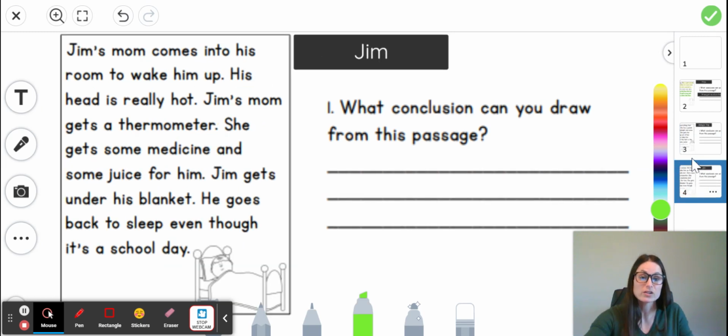The next story that you're going to read is called Jim. You will read the story called Jim, and then you need to draw a conclusion from this story. So what's happening with Jim in this story? After you draw your conclusion, highlight 2 clues in the story that helped you.